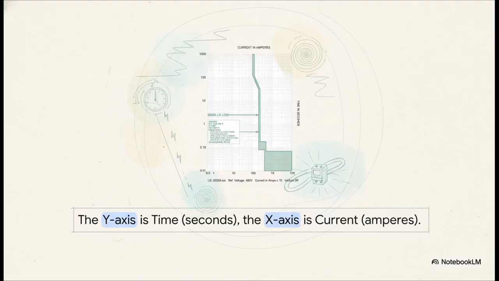Okay, let's break down the actual graph. The vertical axis, the y-axis, is time, measured in seconds. The horizontal axis, the x-axis, is current, in amps. Now notice they are both on a logarithmic scale, and this is absolutely crucial. This log scale is what lets us squeeze an enormous range of events onto a single page, from a tiny overload that might last for minutes, all the way up to a catastrophic fault involving thousands of amps that has to be cleared in just a fraction of a second.